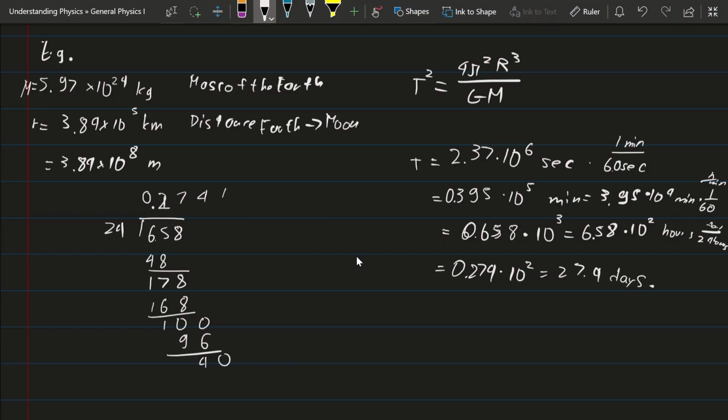And this seems to agree with our observation. We know that the moon revolves about 1 month. And if we also search for the orbital period of the moon, it is written on the American Scientist website. It is 27.3 days, which is very close to the value that we computed.